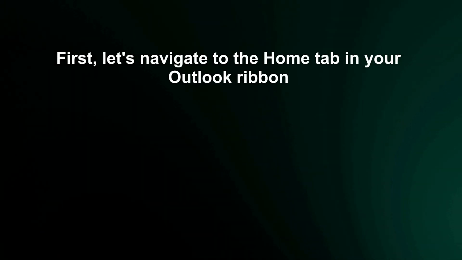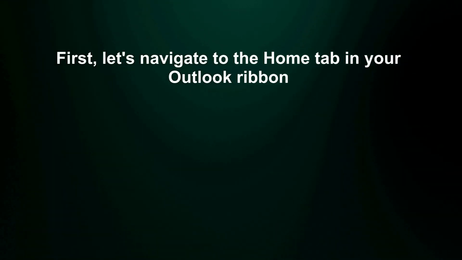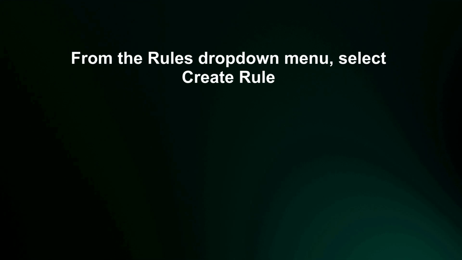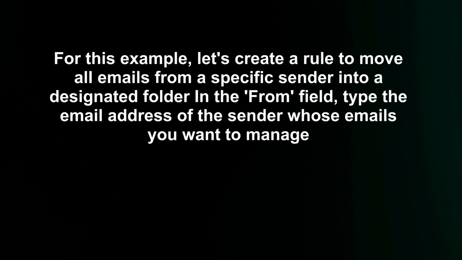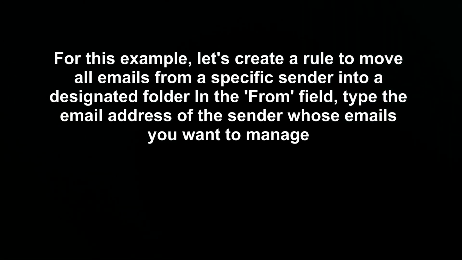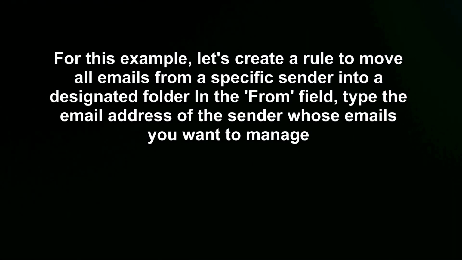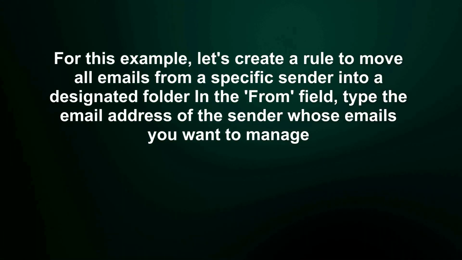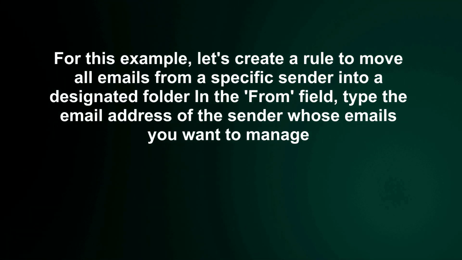First, let's navigate to the Home tab in your Outlook ribbon. From the Rules drop-down menu, select Create Rule. This opens a new window where we can define the criteria for our rule. For this example, let's create a rule to move all emails from a specific sender into a designated folder. In the From field, type the email address of the sender whose emails you want to manage.